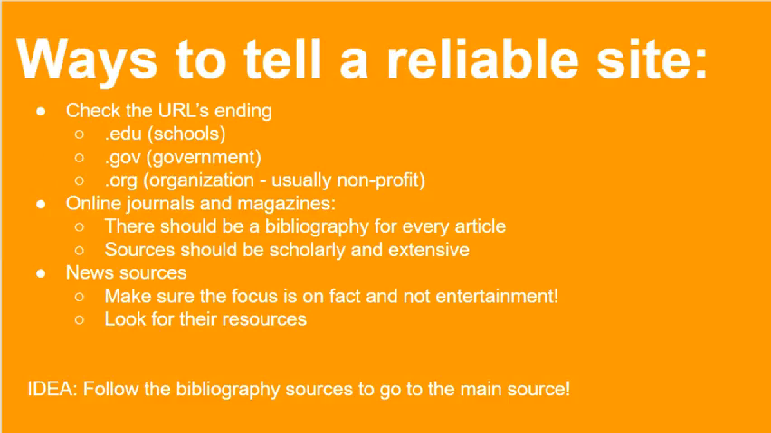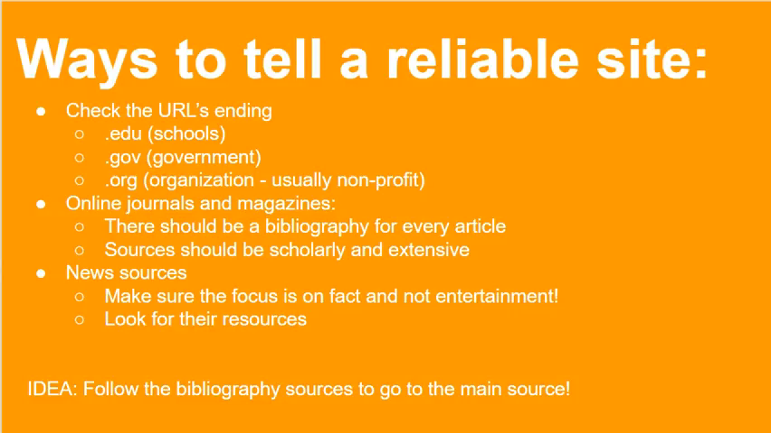How can you tell a reliable site? Look at the URL. Does it end in .edu or .gov or .org? Those are usually URLs that tell you it's a reliable site. That doesn't mean those sites aren't slanted or have opinions of things, but they are reliable sites. We can also find online journals and magazines and news sources. But make sure the focus of the news source is fact and not entertainment.